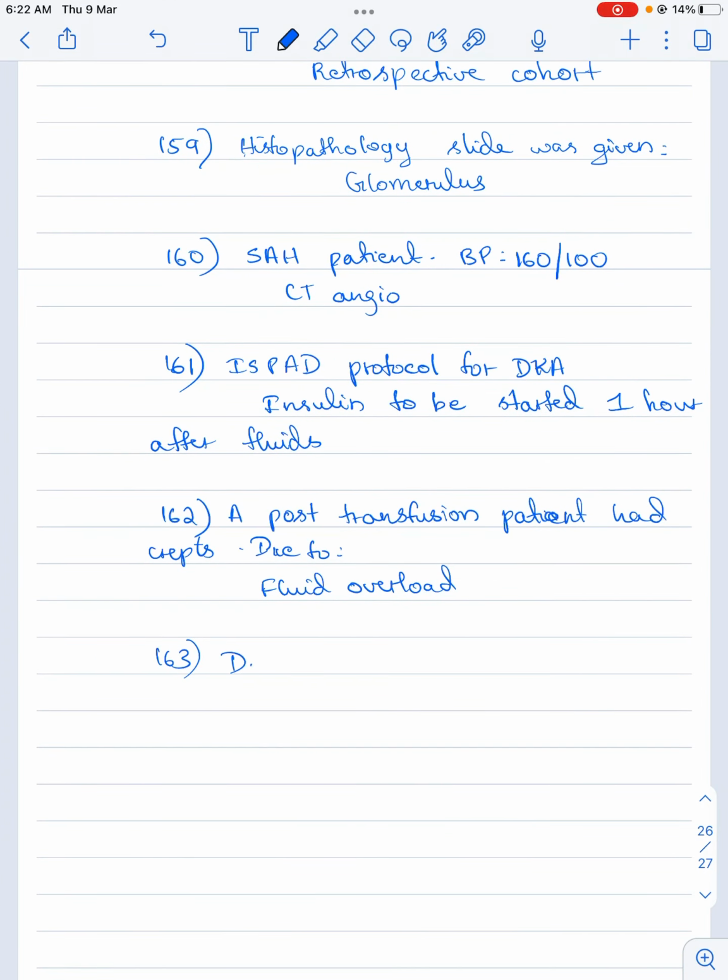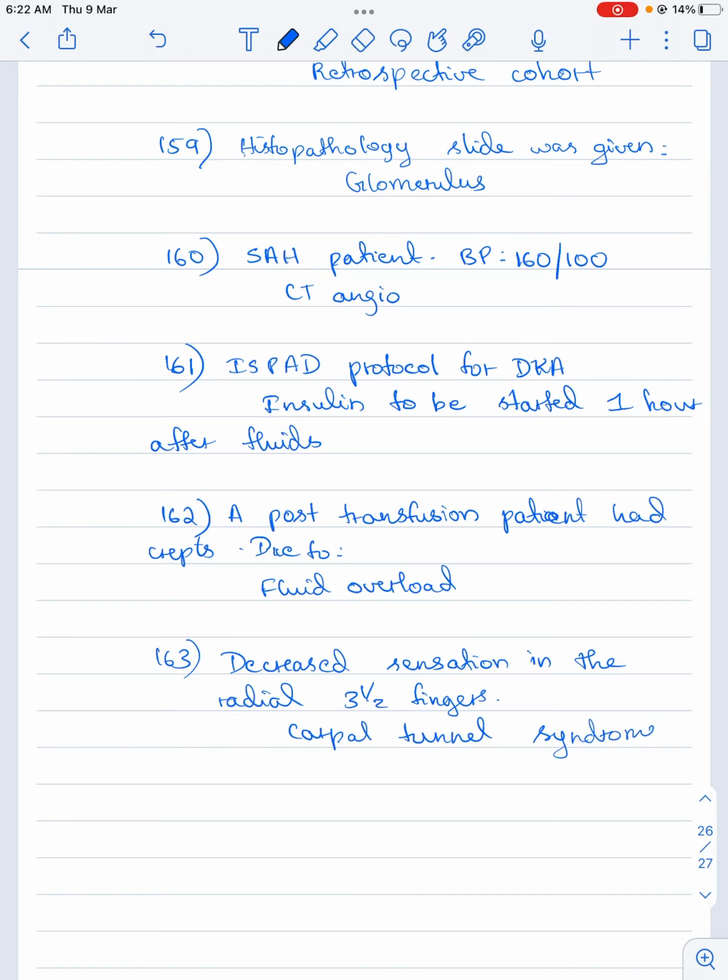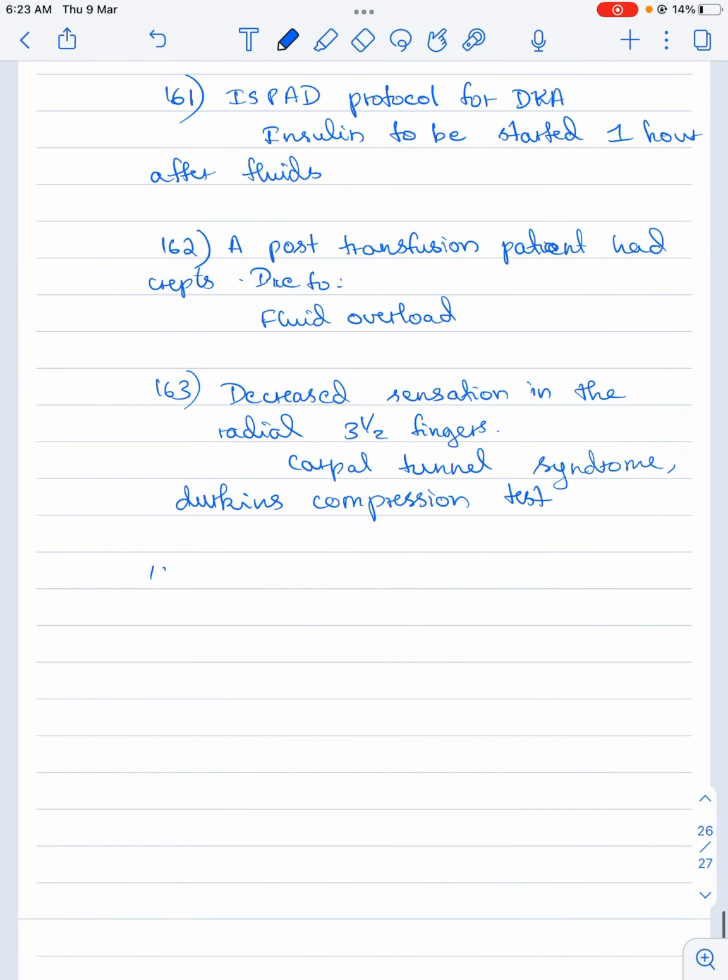There is decreased sensation in the radial 3.5 fingers. So that is seen in carpal tunnel syndrome. And Durkan's compression test is the test used. Moving on to next one.